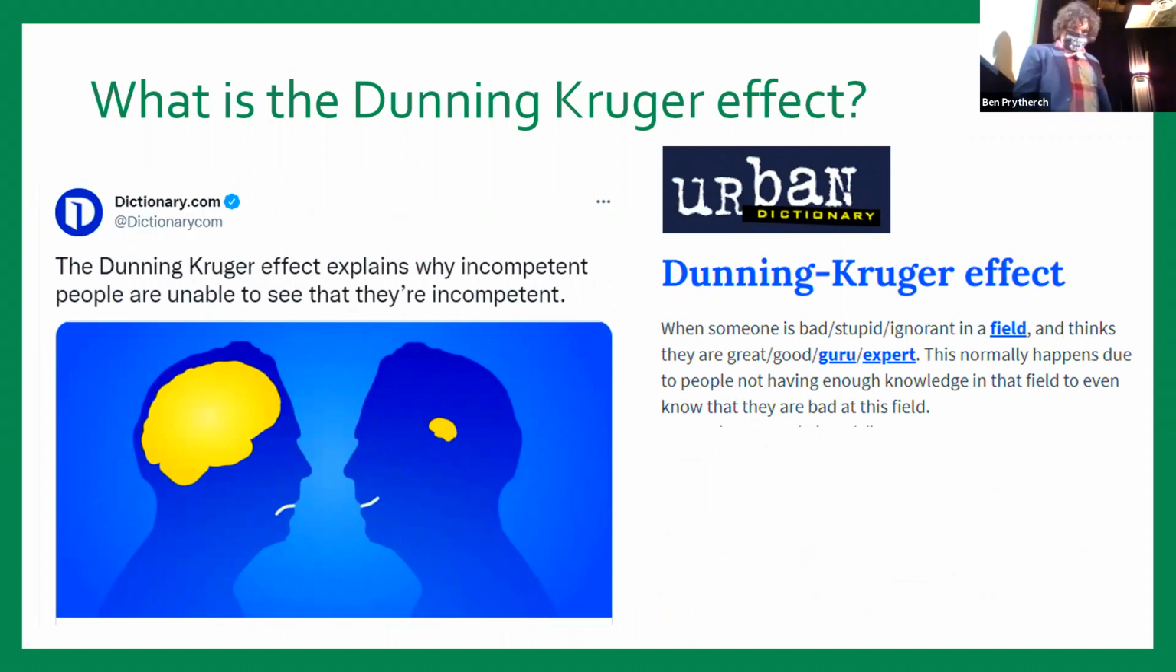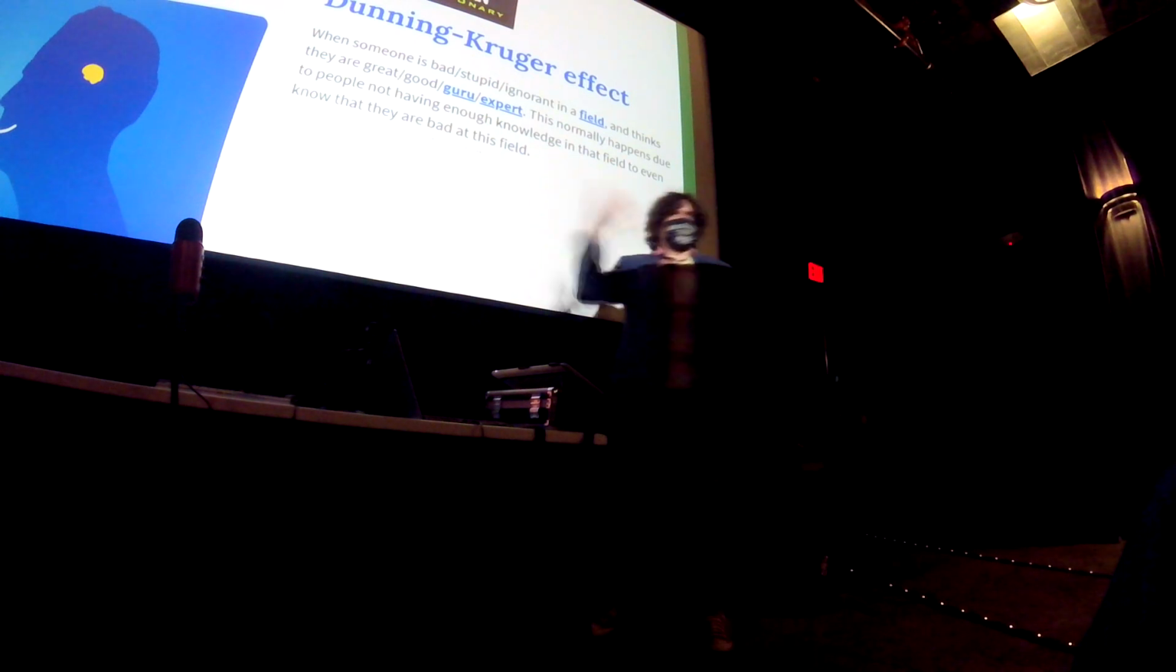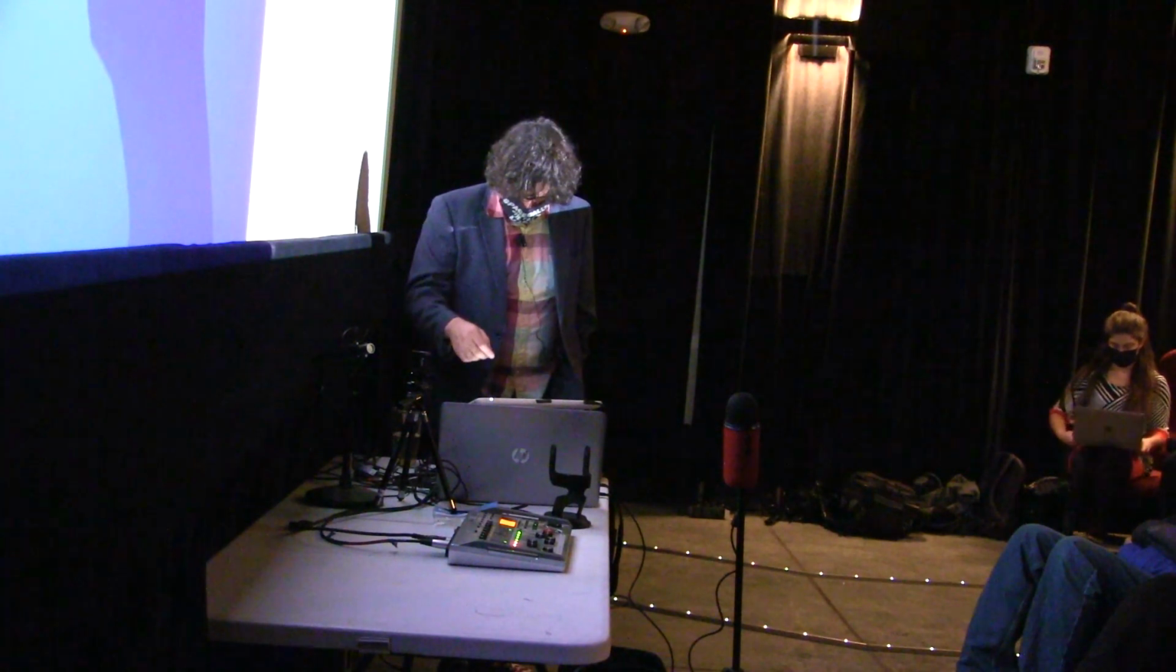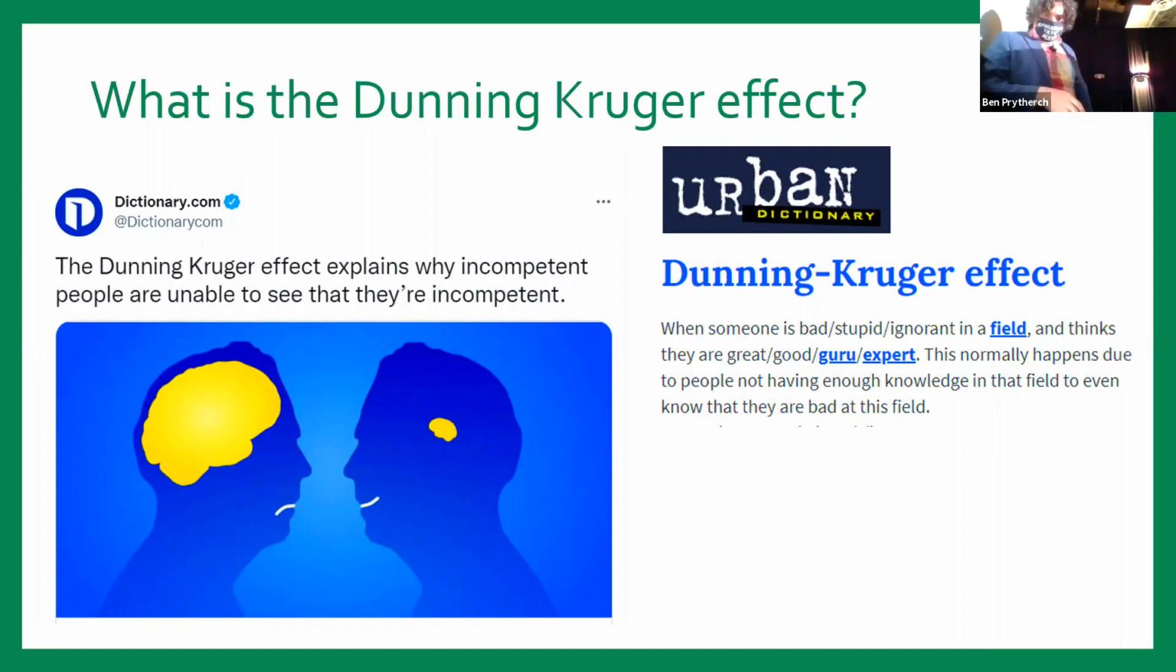Dictionary.com had something on their Twitter page. The Dunning-Kruger effect explains why incompetent people are unable to see that they're incompetent, and we can tell which one is incompetent because he has a tiny little mouse brain and a smile on his face. And the person with a giant brain that takes up too much space in the head is sad for many reasons, including that the brain's too big. And then we'll just go to Urban Dictionary, because why not? Dunning-Kruger effect: when somebody is bad, stupid, ignorant in a field and thinks that they are good, great, guru, expert. This normally happens due to people not having enough knowledge in that field to even know that they are bad at it. It's pretty good from Urban Dictionary there.